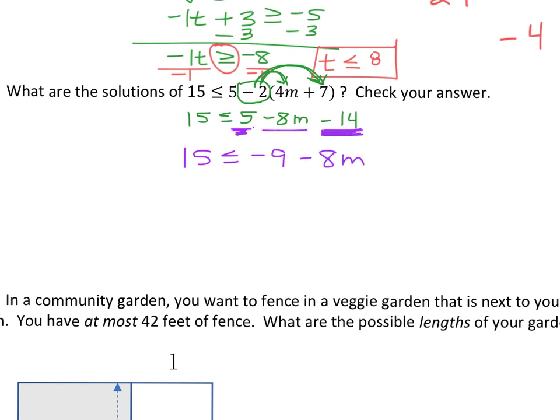Minus 8m is still there, so make sure you bring that down. Now you can add the 9. Okay, so plus 9 and plus 9, you get 24.